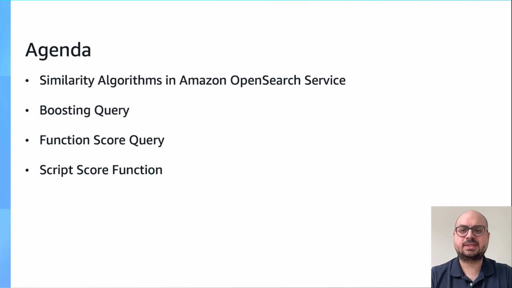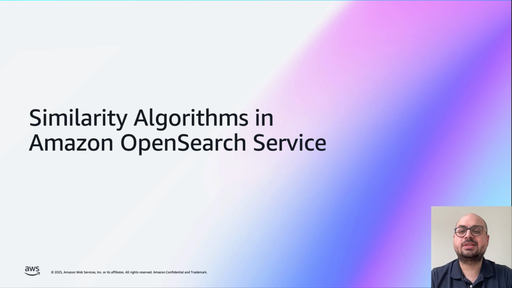After that, I will discuss different powerful tools for fine-tuning search relevance through boosting queries, function score, and script score capabilities. These advanced features allow you to go beyond basic text matching, enabling the incorporation of custom scoring logic, business rules, and complex ranking functions into search results. Let's start with similarity algorithms in Amazon OpenSearch service.